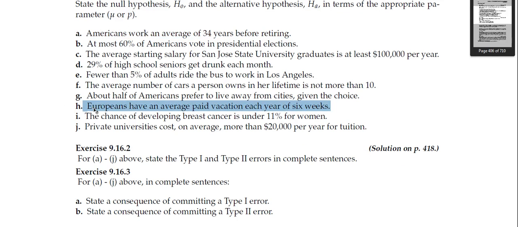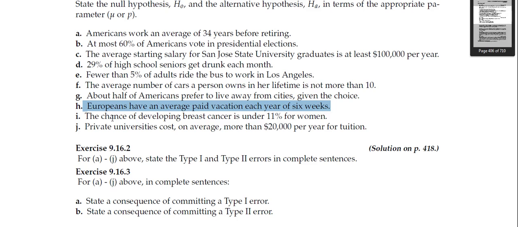H. Europeans have an average paid vacation each year of 6 weeks. Okay, so there you go. There's a claim. It's saying it's 6 weeks. Now that sounds to me like a null hypothesis. They're telling us it is 6 weeks. The alternative is that it's not 6 weeks. They have an average paid vacation that is not equal to 6 weeks. That's one potential. You could also say, just like before, it's greater than or less than 6 weeks.